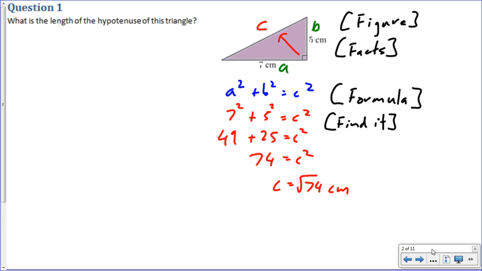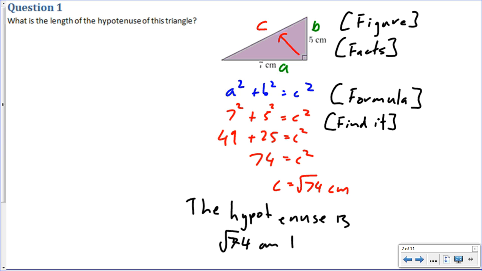So now we're into our fix it section. It's asked us in a sentence, so we need to answer in a sentence. So the hypotenuse is square root 74 centimetres long. And that's what we call our fix it. That is question 1.